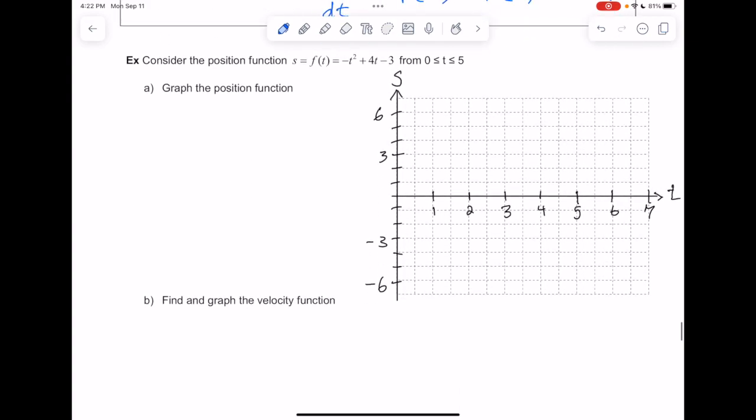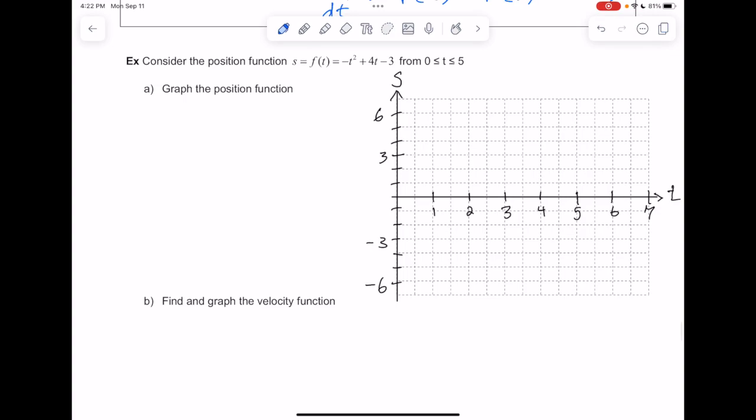All right, let's go ahead and look at an example of a position function and explore some of those ideas. They're going to want us to graph it, and I went ahead and already set up the number lines on this graph. So if you want to pause the video and set those up, that would probably be a good idea. I'm going to just jump in and start doing the graph work.